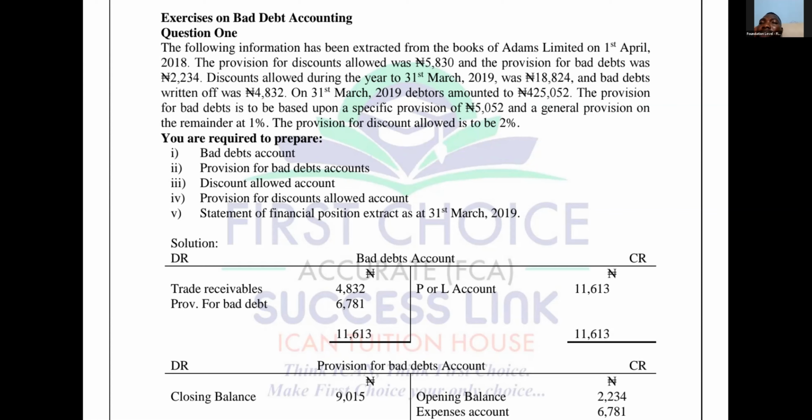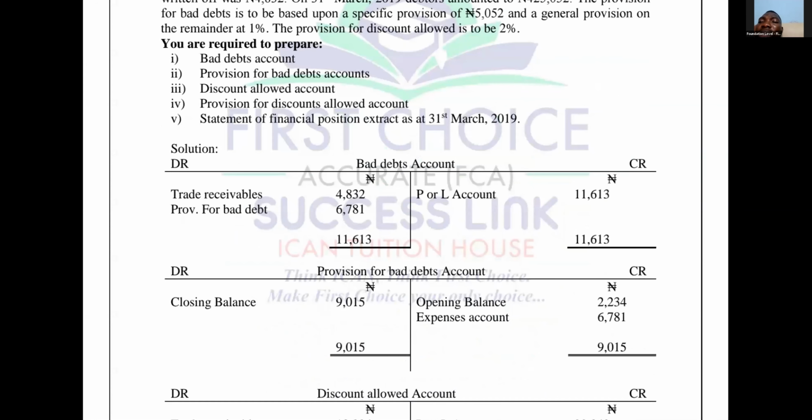So let's compute. Let's close up. For the provision for bad debt account, now I'm referring to the table, we have the opening balance to be 2,234, and we have a closing balance to be 9,015. So it means that it has increased. If it has increased, that's an expense. So the balancing figure there will be written off to the expense account, bad debt account, or profit or loss account. Now the difference there is 6,781.